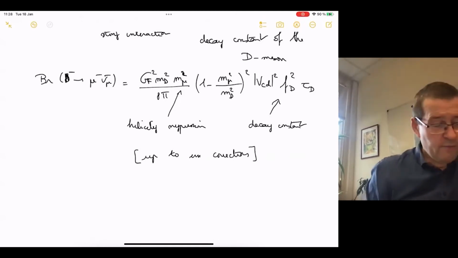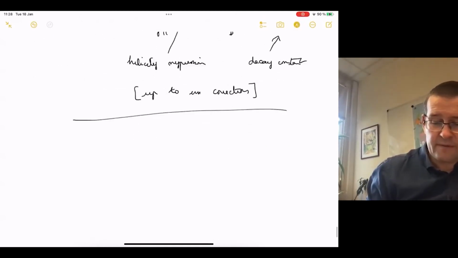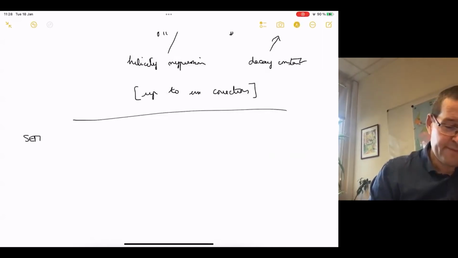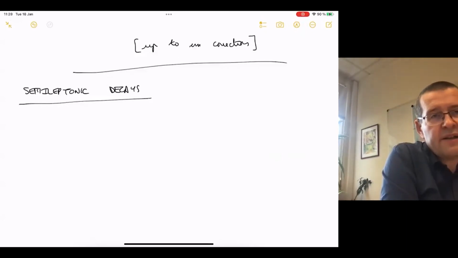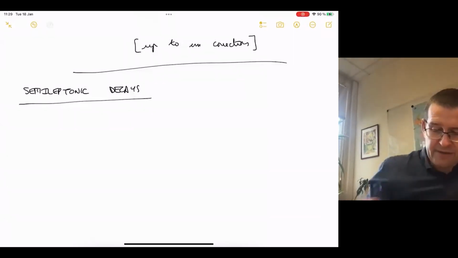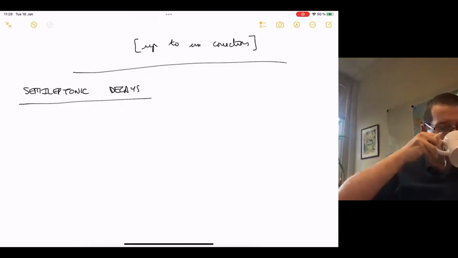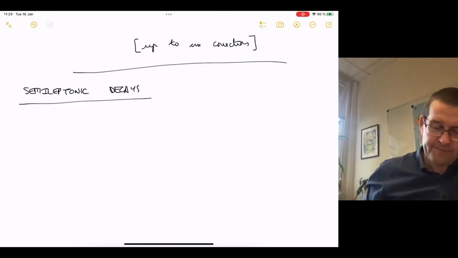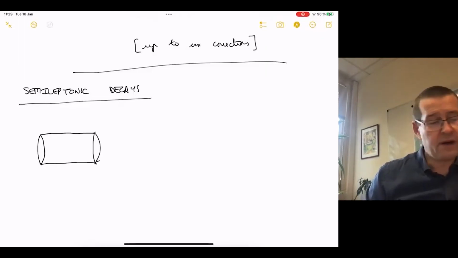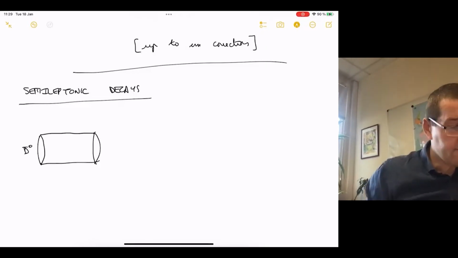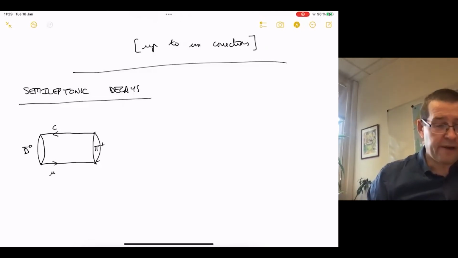Okay, so now moving to a more complicated situation. We move from the situation where we have a hadron decaying electronically, so we didn't have any hadron in the final state. And now we move to the situation where, once again, we have one meson, let's say this time the D0, decaying into a pion and a lepton pair.